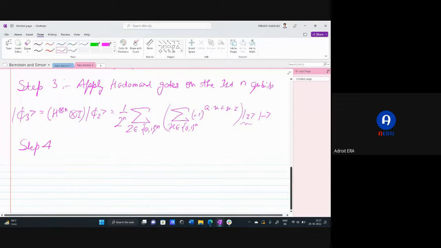Step 4. Finally, measurement of the first n qubits is made in the computational basis.